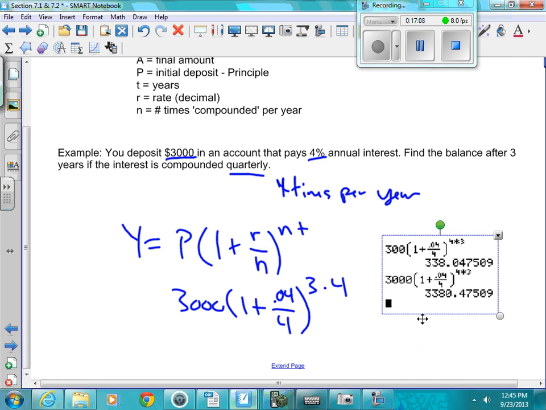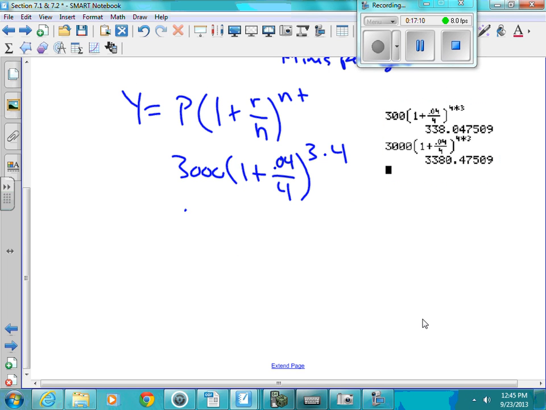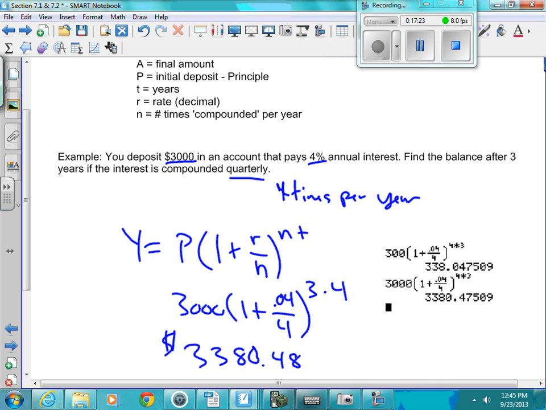$3,380.48. So at the end of the time frame, 3 years, we'll have gained $380.48 just by letting your money sit in the bank. Interest rates generally aren't that high right now. I don't know when this problem was written, but generally nowadays the interest rates are much, much lower, like 1% or less. But this is what it would be if it was 4%. So hopefully you have that.